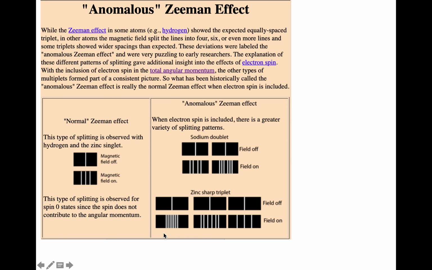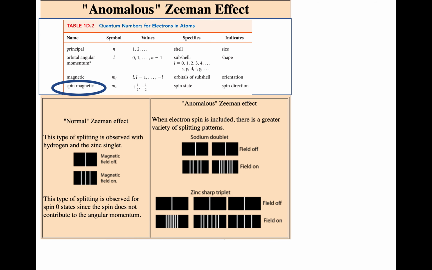What explains these far more complex patterns is the spin. Within here, it says the anomalous one, when an electron spin is included, there's a greater variety of the splitting patterns. That wasn't present in the normal, but it is in the anomalous one. Spin, that's our last quantum number that we're interested in. The last quantum number that we will seek to investigate. And that investigation must somehow also include a magnetic feature. That's what we'll talk about in another video.